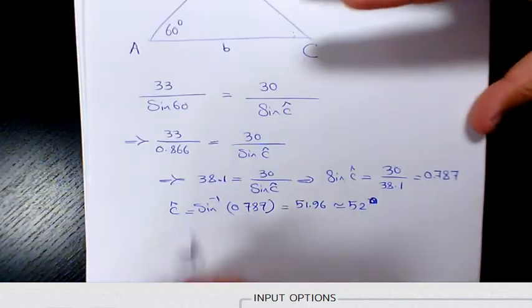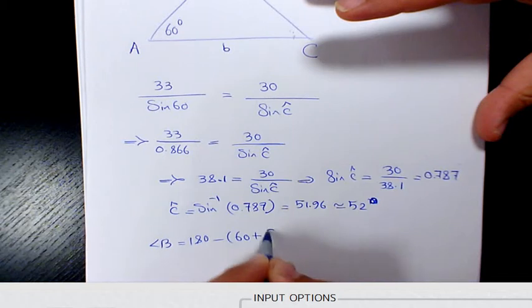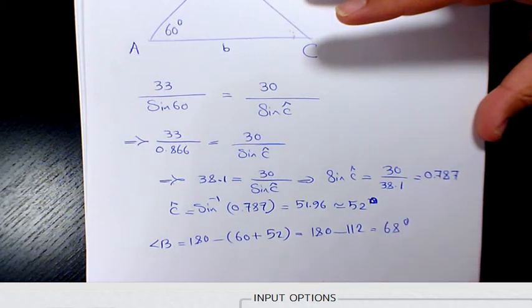So what about angle B? Angle B is going to be 180 subtract 60 plus 52, which is going to be 180 subtract 112, and that's going to be 68 degrees.